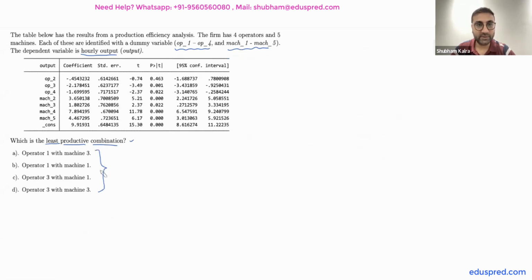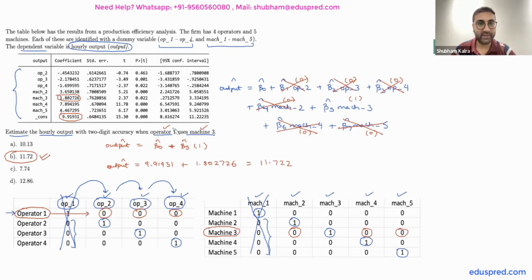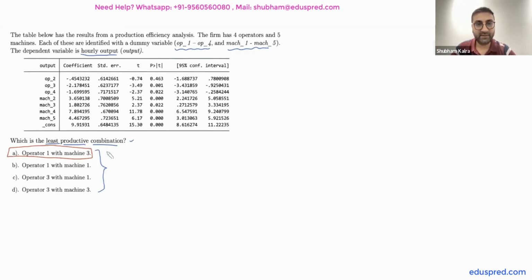So we are going to check for all these combinations one by one. If you take a look at the first option over here, it is operator 1 with machine 3. And if you take a look over here, we have actually done it, right? In the last question, we talked about what's going to be your estimated hourly output when you're working with operator 1 who is using machine 3. So the estimated output came out to be 11.72. So we don't have to do it again over here. From the last question, we know that the estimated output for this combination is going to be 11.72.